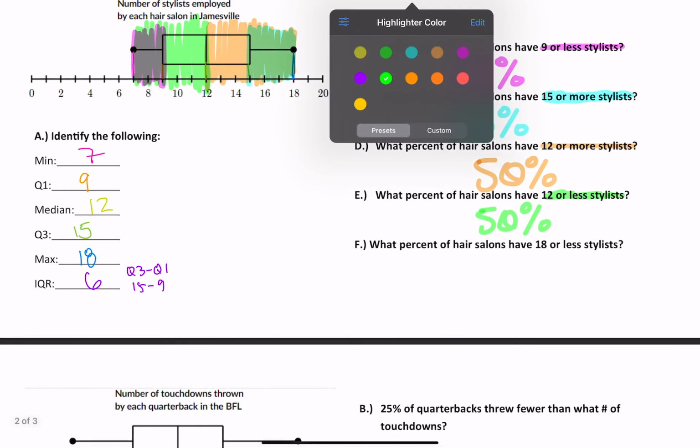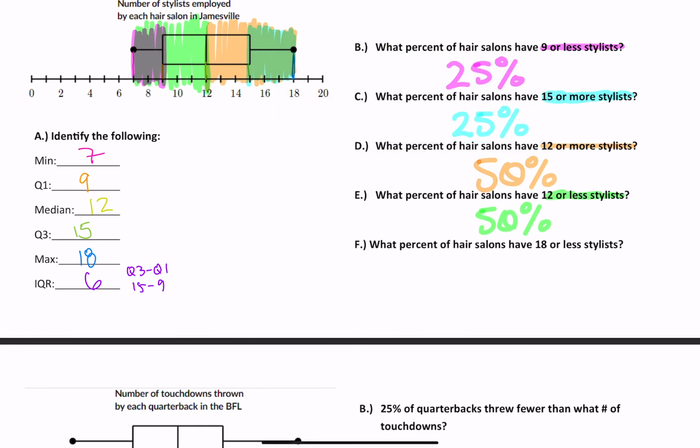Next up, we have what percent of hair salons have 18 or less? Let me get rid of all these highlighters here. 18 or less is going to be, well, here's 18. 18 or less includes the entire box plot, and the entire box plot altogether is 100%.